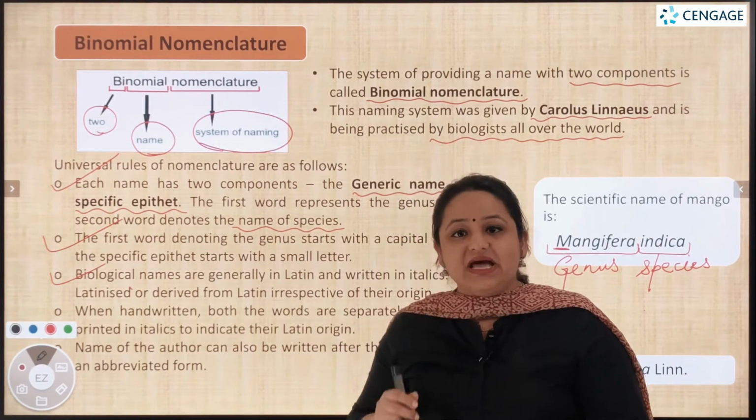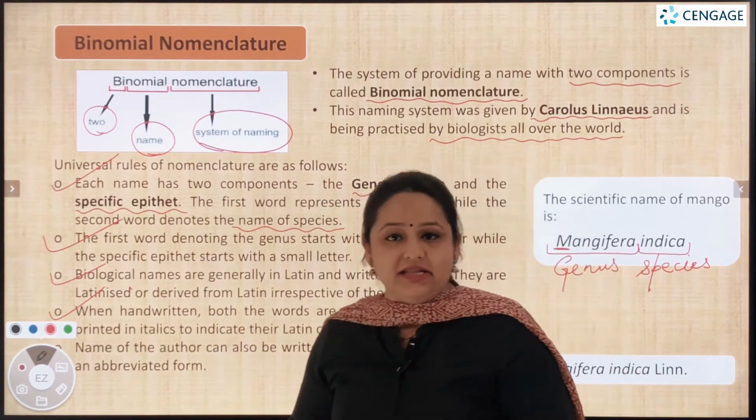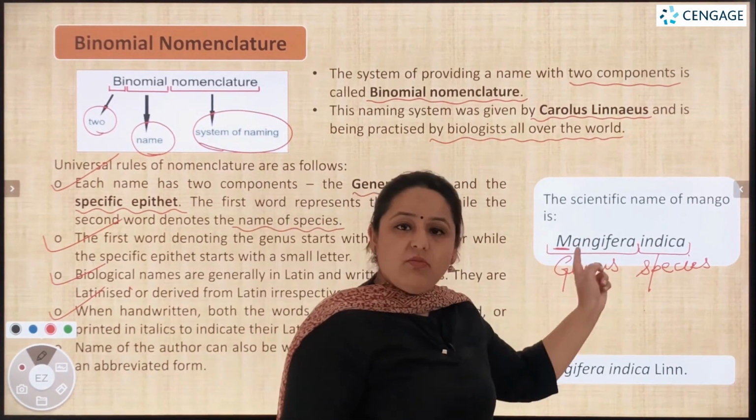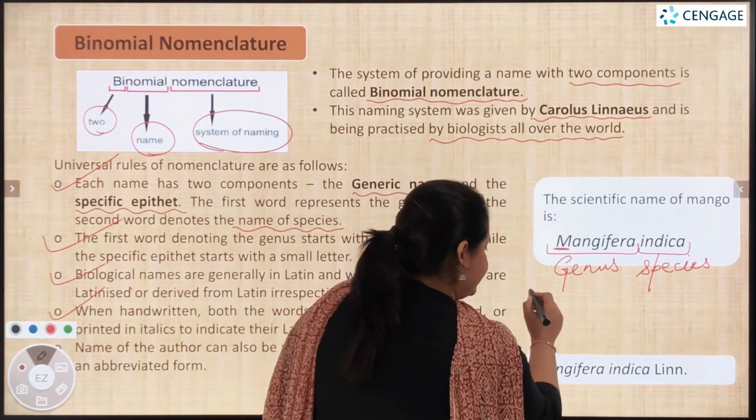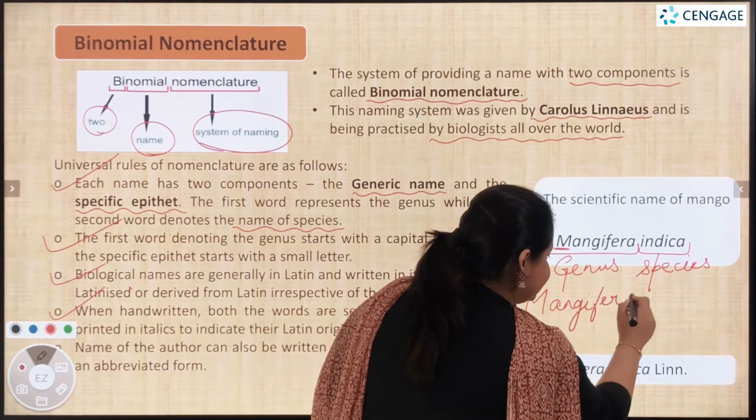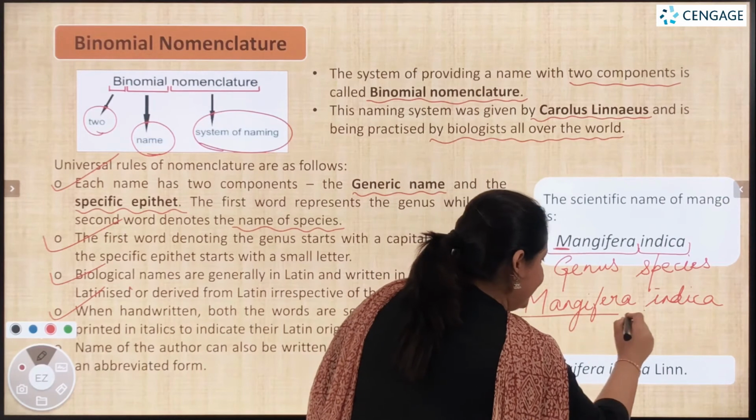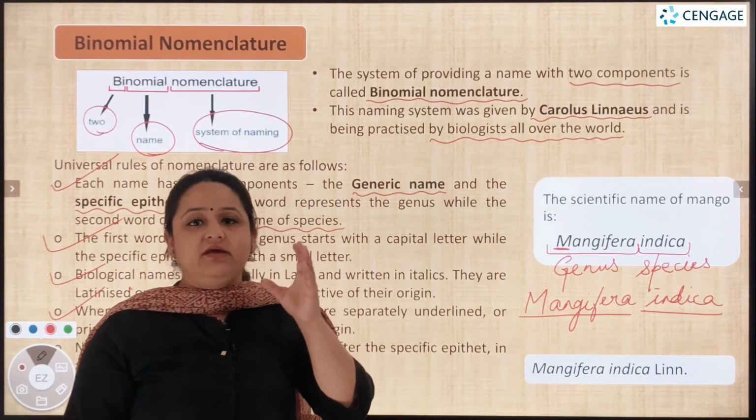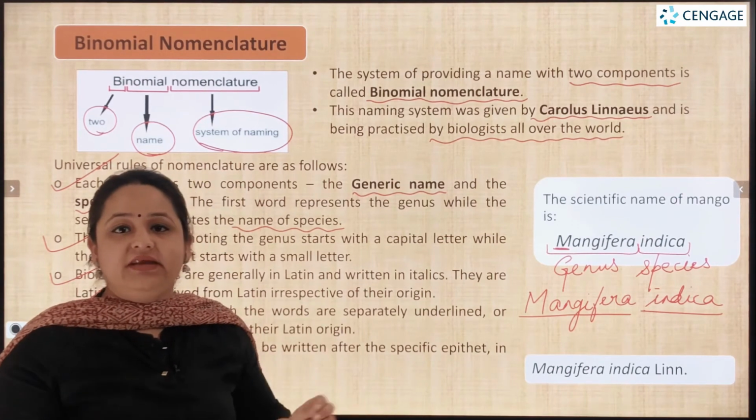There is another rule to it. When handwritten, both the words are separately underlined, whereas when they are printed, they are written in italics. So this is a printed form of this name, it is written in italics, and if I write the same name, I am going to underline each word separately. So this is Mangifera indica. When I am handwriting them, I am going to underline each component of the biological name separately. This is a rule when we have to write the name by hand.